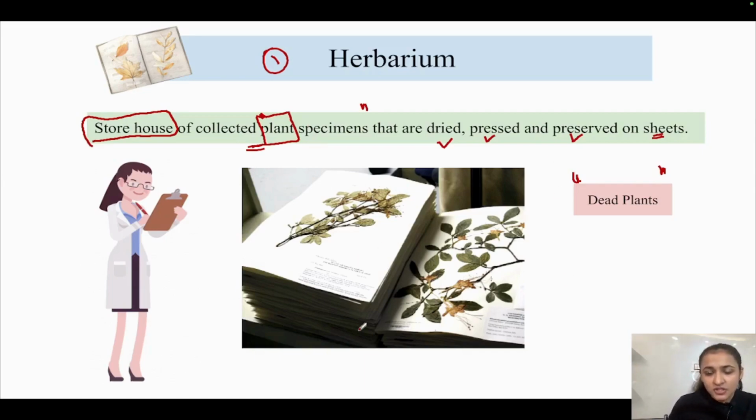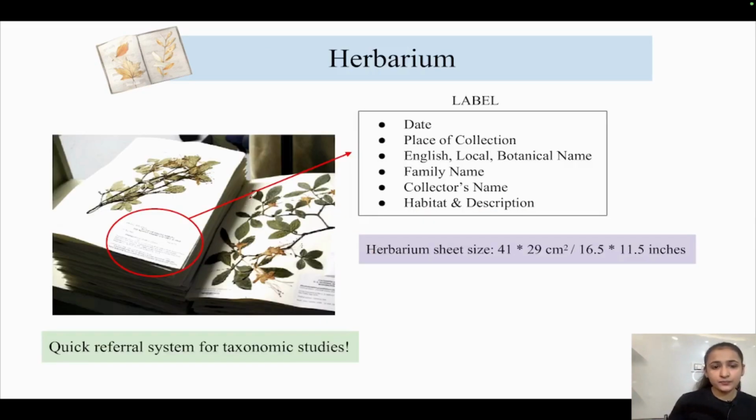Okay, so this is how herbarium sheets look like. These are the various sheets present in a herbarium. As you can see, the plant is dried and pressed on the sheet. All its moisture has been removed because it has gone through the process of preservation on sheets. Okay, and a label is present at the bottom right corner of this sheet. We will study about the label now.